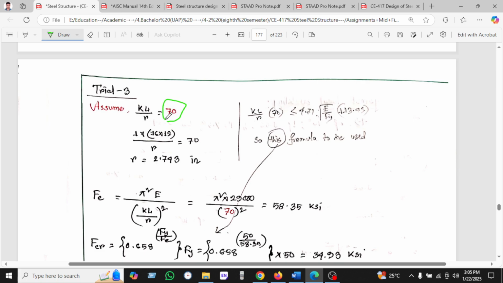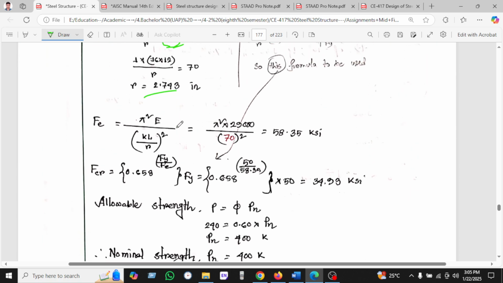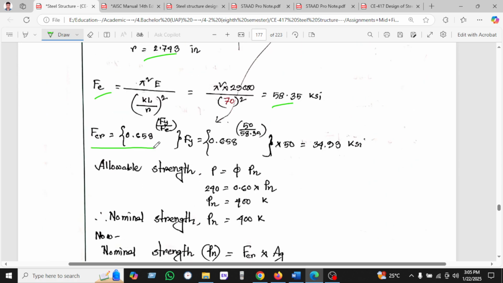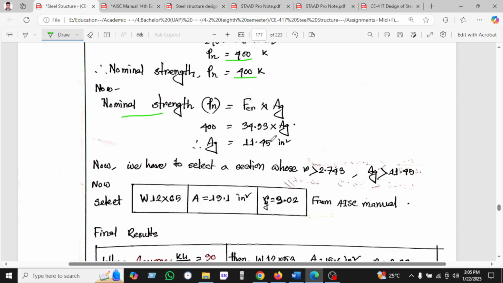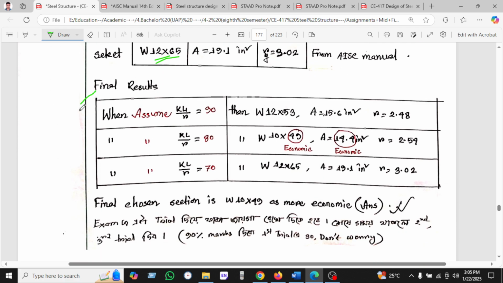And again we are trying again, and assume the KL by r value is 70. We are reducing this value and found r equal to this value, and Fe equal to 54. Now we are putting this value, and if the condition is satisfied, then we will use this formula, otherwise we will use another formula, and found 34.6. And the allowable strength we found 40, and after calculating nominal strength, found Ag equal to 11.45. So we have to select another section whose r value and A value are greater than this, and select the 12.65.